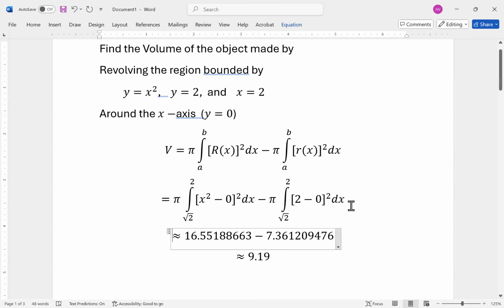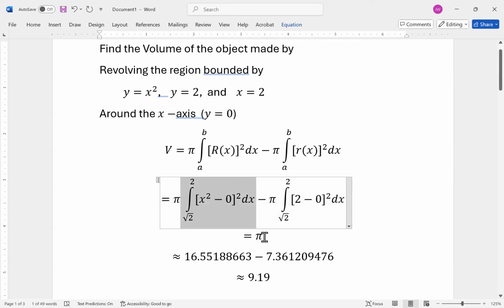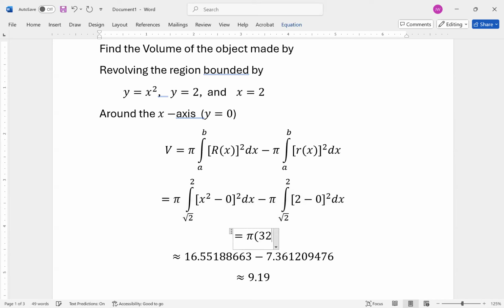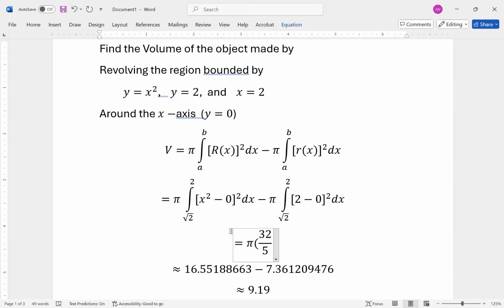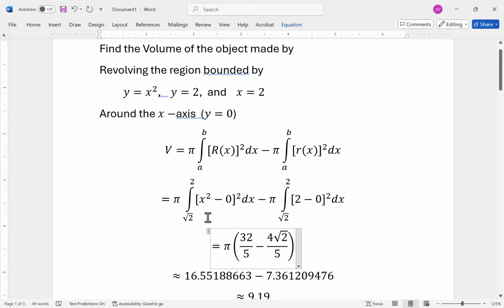So again, if you wanted to, you could get the exact answer. The exact answer, again, is very messy because this first one becomes pi. This first integration would be 2 to the 5th over 5, so that'd be 32 over 5 minus root 2 to the 5th over 5. That would be 4 root 2 over 5. So that would be the first integration. That gives you about the 16, this one.